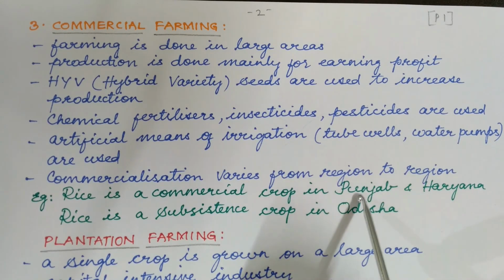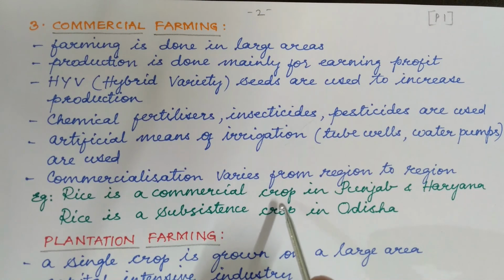For one place, one type of crop is a commercial crop. For the other region, it is a subsistence crop. Under this commercial farming, we have something called plantation farming.